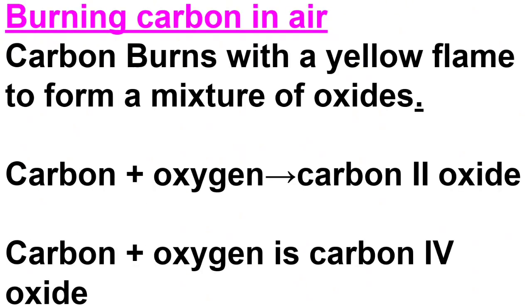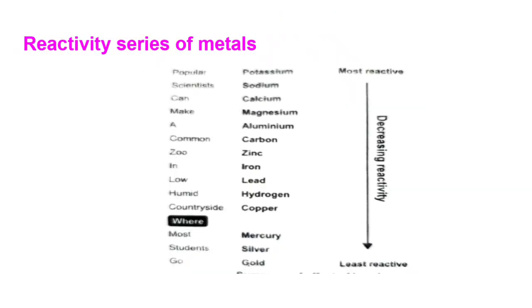Now lastly we look at burning of carbon in air. Carbon burns in air with a yellow flame to form a mixture of oxides: carbon 2 oxide and carbon 4 oxide. So carbon plus oxygen, which is limited, forms carbon 2 oxide. Then carbon plus oxygen, which is in excess, forms carbon 4 oxide. Carbon 4 oxide plus water forms carbonic acid, which is a very weak acid.